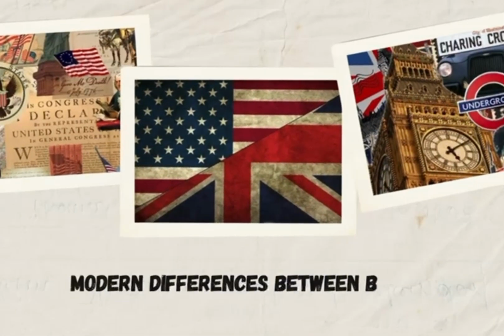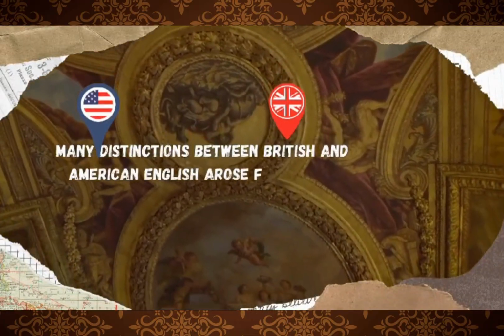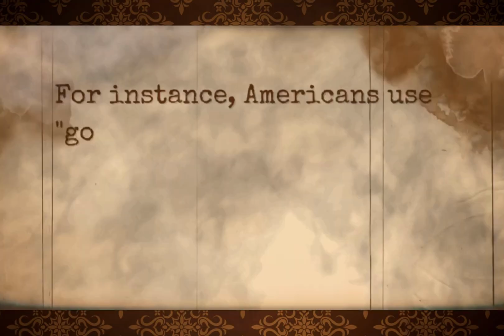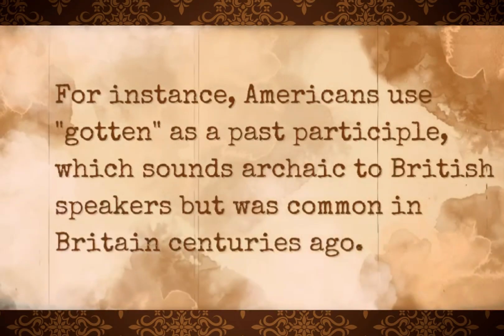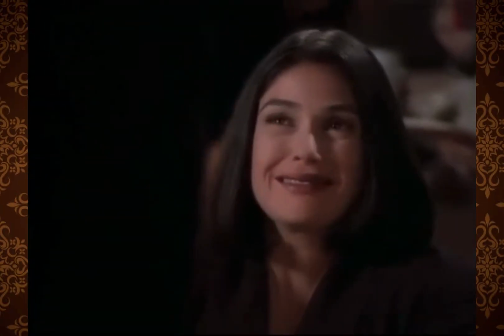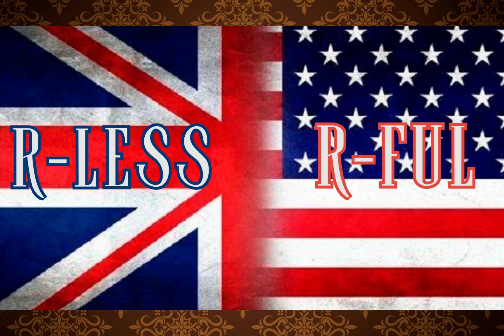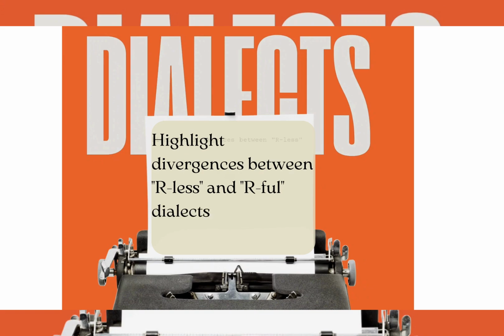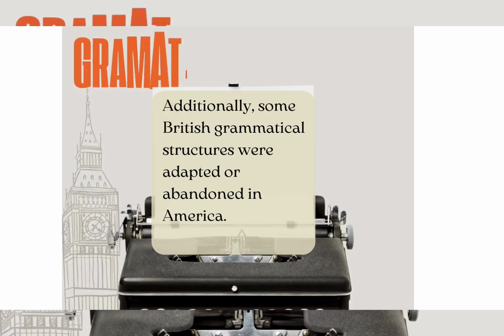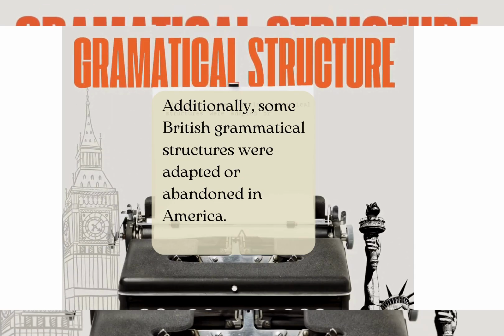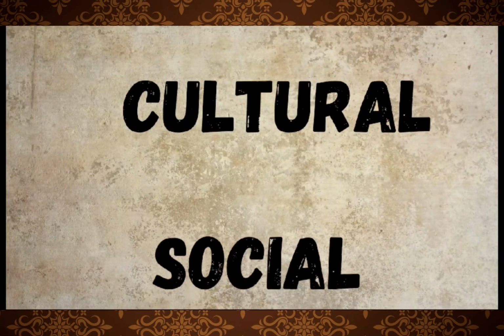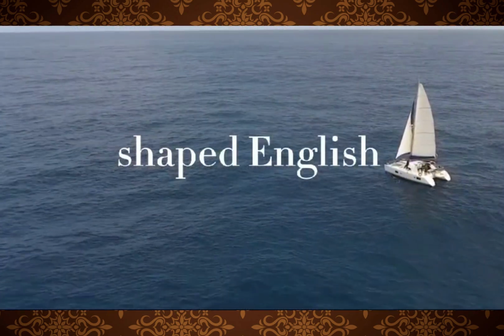Modern differences between British and American English. Many distinctions between British and American English arose from their independent evolution. For instance, Americans use gotten as a past participle, which sounds archaic to British speakers but was common in Britain centuries ago. Pronunciation differences, such as in car or park, highlight divergences between R-less and R-full dialects. Additionally, some British grammatical structures were adapted or abandoned in America. These differences reflect not only linguistic influences but also the unique cultural and social context that shape English on both sides of the Atlantic.